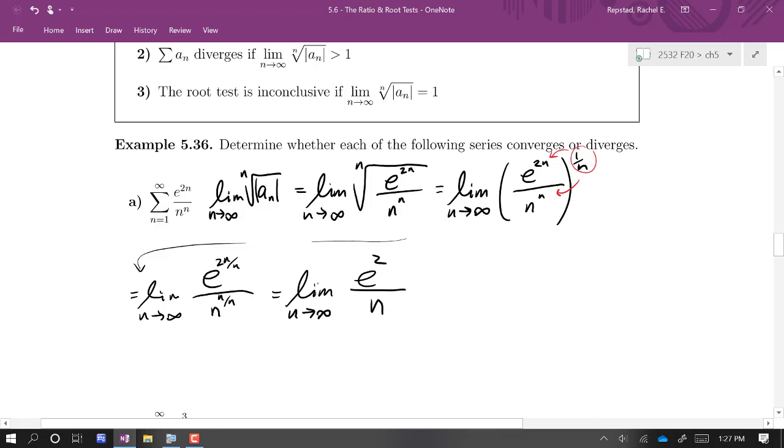So now this limit as n approaches infinity, I think we're ready to evaluate. E squared is a constant, and I'm dividing that by n, and as n approaches infinity, the bottom is blowing up, the top is staying put, so overall this limit is 0. The thing we need to observe about this limit is that it's less than 1, and that means that the series converges.